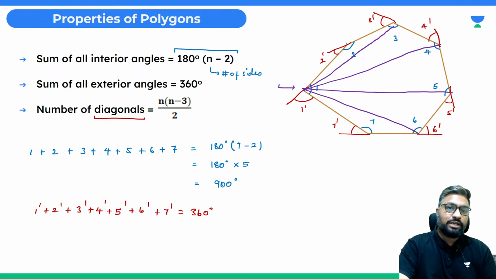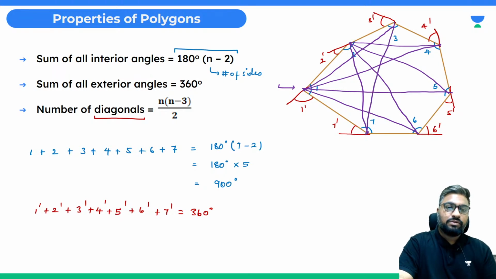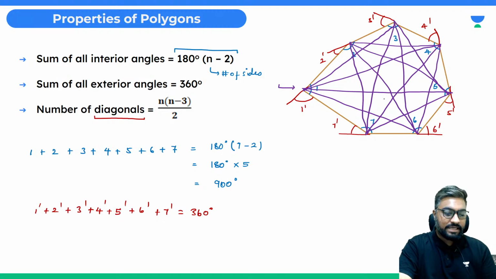Same way if you look at point 2, except for point 1 and 3, all the rest will be diagonals. So this is a diagonal, this is a diagonal, this would be a diagonal, and 2 to 4 will also be a diagonal. Same way for 3, 3 to 1, 3 to 7, 3 to 6, 3 to 5 will be diagonals. For point 4, 4 to 2, 4 to 1, 4 to 7, 4 to 6 will all be diagonals. Are you able to get this? For point 5, 5 to 7, all of these are diagonals.